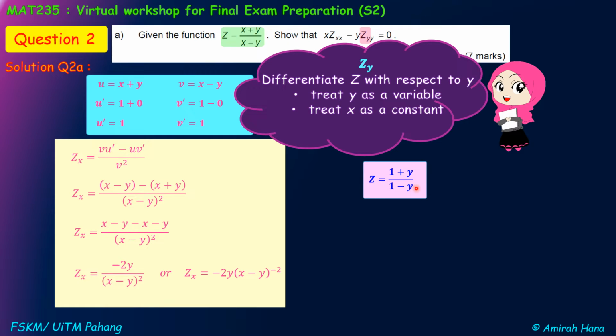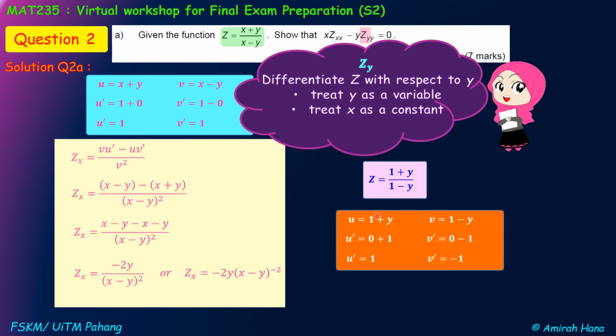So from here, to differentiate z, we need to use the quotient rule. And when we use the quotient rule, we need to identify u and v. In this case, our u equals 1 plus y and v equals the denominator 1 minus y. Then we differentiate u, we have u prime. Differentiate any constant equals 0. Differentiate y with respect to y equals 1.